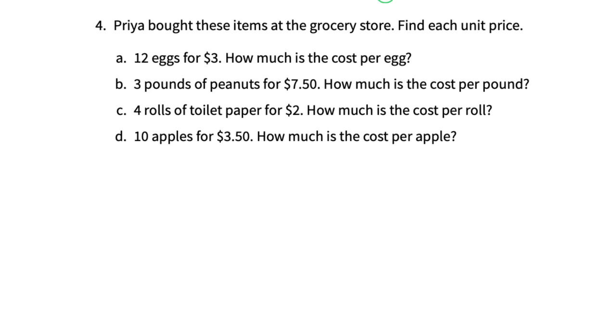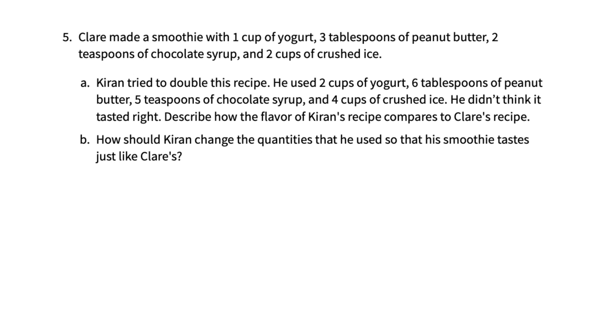And so for question 4, it's all more of the same. Priya bought these items, find the unit price. So basically we're trying to find the cost of 1 egg for each of these situations. So you're going to draw a double number line 4 times, 1 double number line for each of these problems. And that's basically what you're going to do.